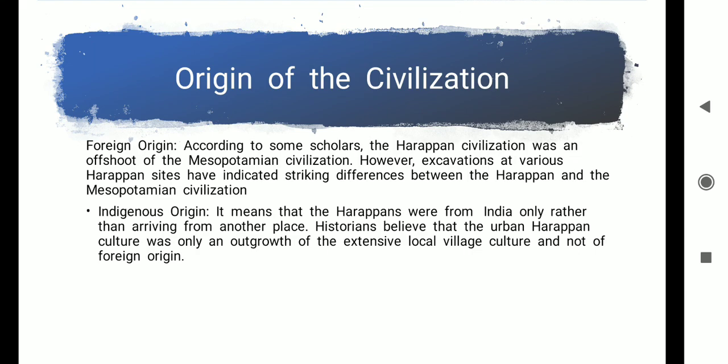Theory of indigenous origin. Indigenous means living or growing in the place where they are from originally. That means the scholars believe that the urban Harappan civilization actually evolved or grew from the rural or the agricultural communities within this region only.